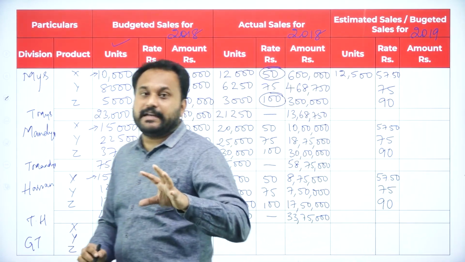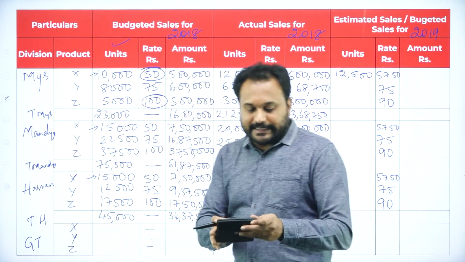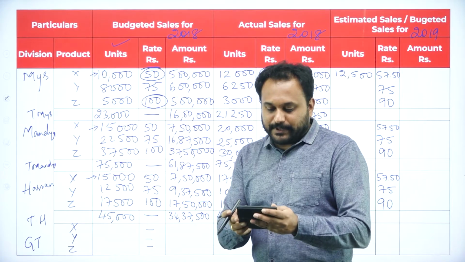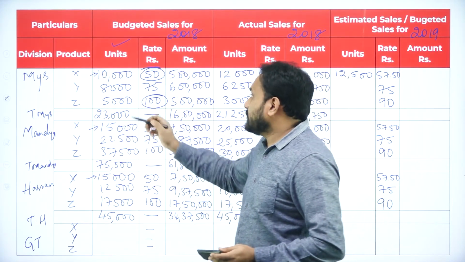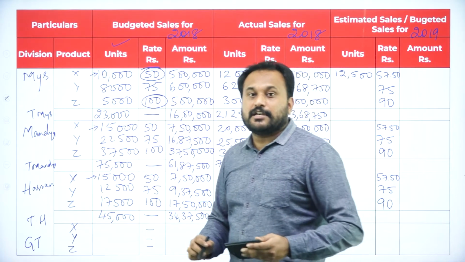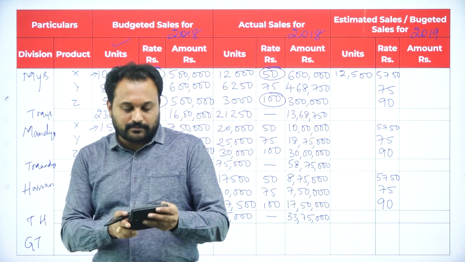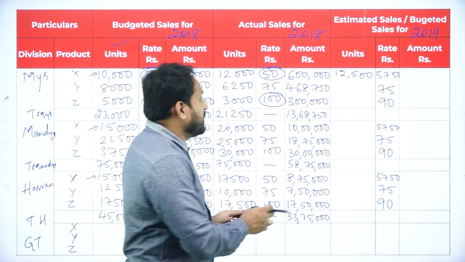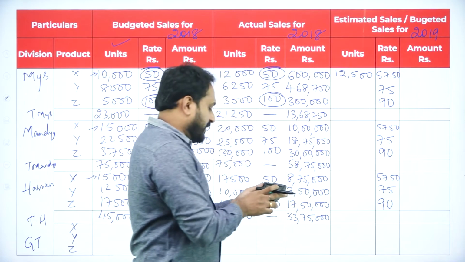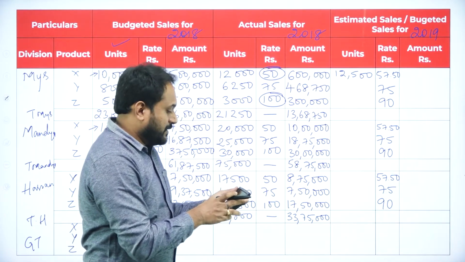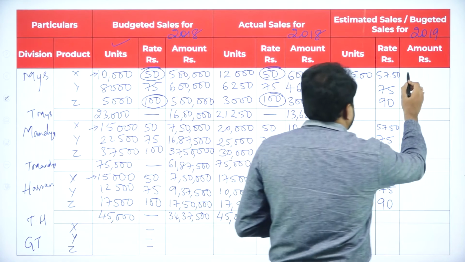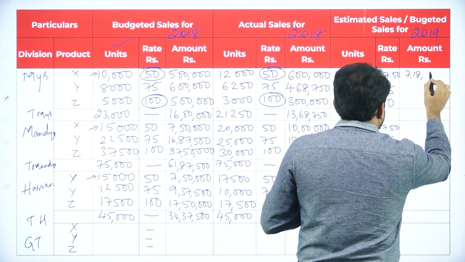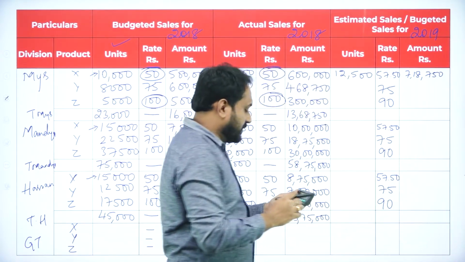Anybody have any doubt? Please let me know. Now just take your calculator. 10,000 into 25%, so 2,500. 2,500 plus 10,000 is how much? You got 12,500. That you multiply by 57 rupees 50 paisa. Now you got 7,18,750. This is the first one done.